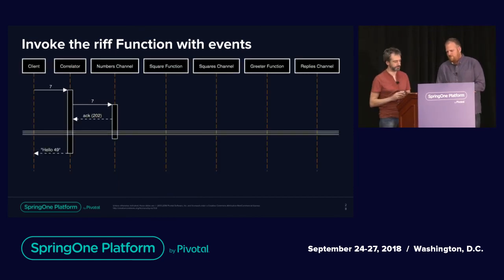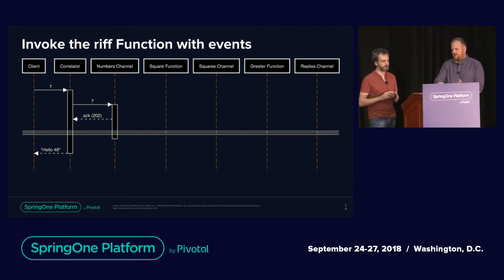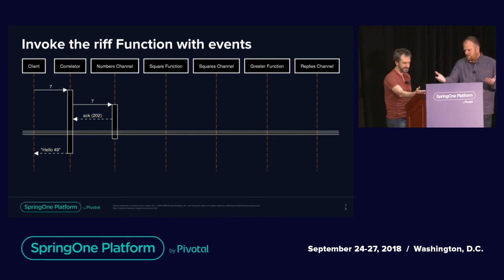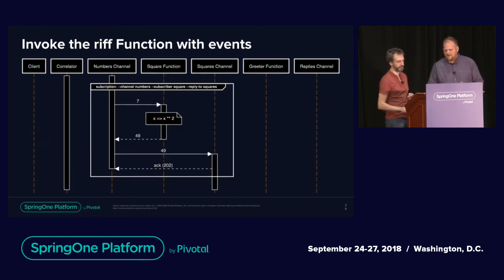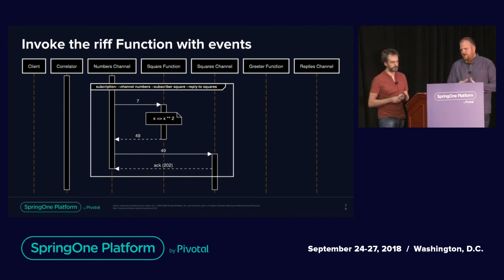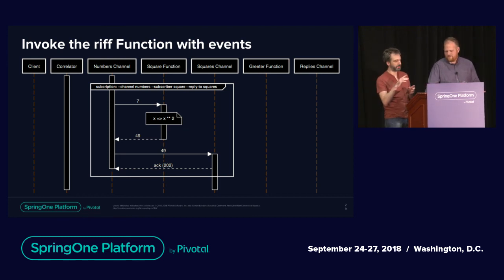So as far as we know, we have our client. We made a request to the correlator, and we told the correlator to forward the request to the numbers channel. And then somehow we got a response back. But internally, there's obviously more to happen. If we look at the subscription from the numbers channel, we can see that the channel is making a request to the square function, where we squared the number and got a response back of 49. The numbers channel then forwarded that response to the squares channel. And this is happening on the stub bus.